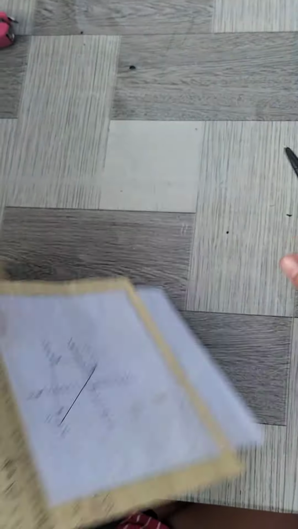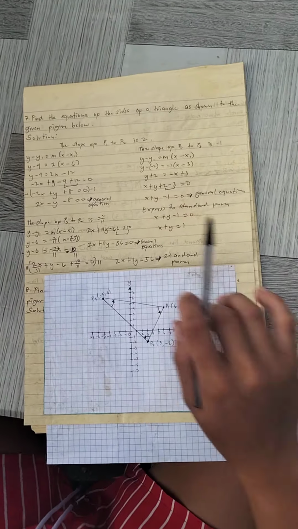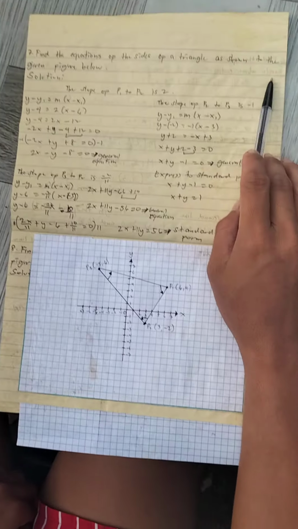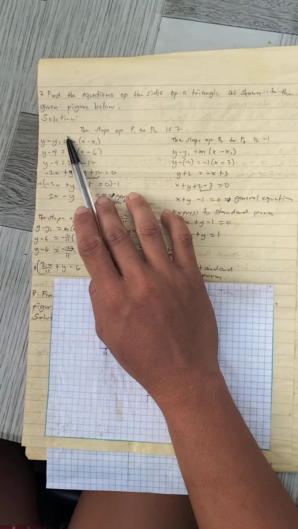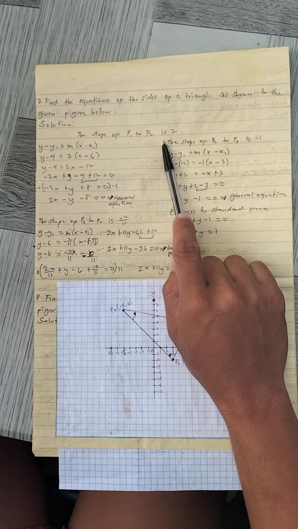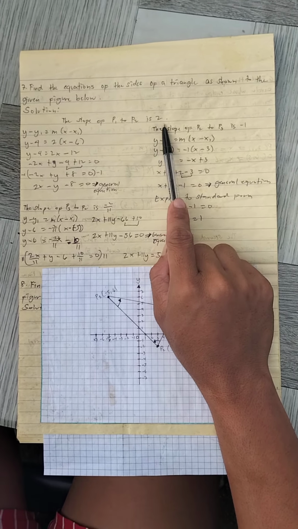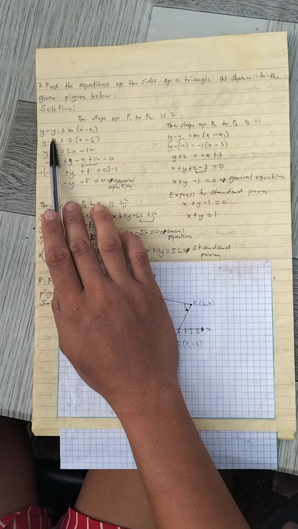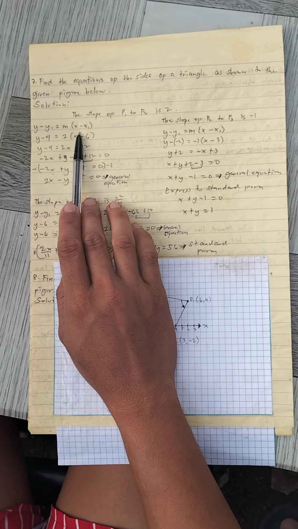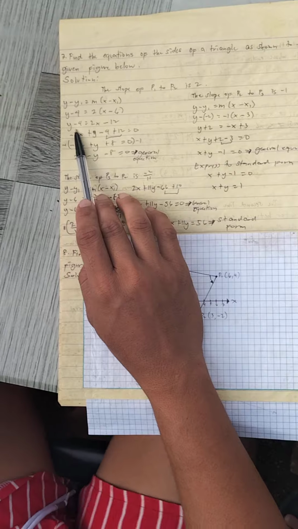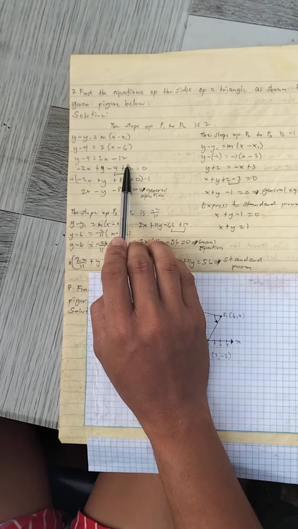And next, number 7, find the equation of the side of a triangle as shown in the given figure below. So solution, the slope from point 1 to point 2, the slope is 2. So y minus y sub 1 is equal to m times x minus x sub 1, and y minus 4 is equal to 2 times x minus 6, and y minus 4 is equal to 2x minus 12.